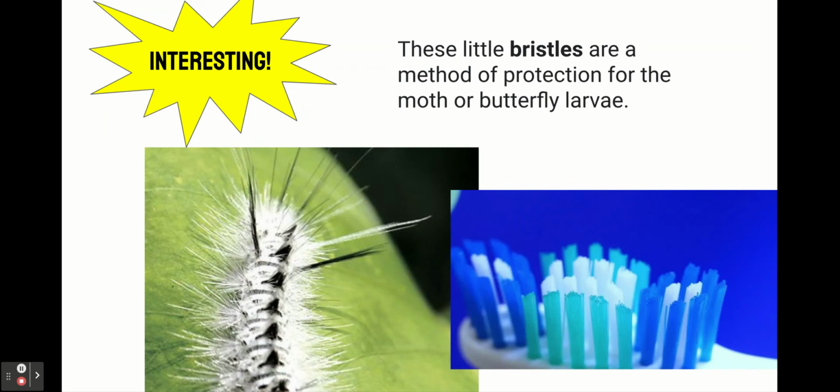The most interesting thing that I found about the body of the caterpillar is something called the bristles. When I think of the word bristles, what do you think about? I think about a toothbrush. A toothbrush has bristles. Well, so does a caterpillar. Don't they look alike? All of these things right here that are sticking out of the caterpillar's body are bristles. And these help the caterpillar and they protect them from the butterfly or the moth larva. So I think of bristles and I think of toothbrush.